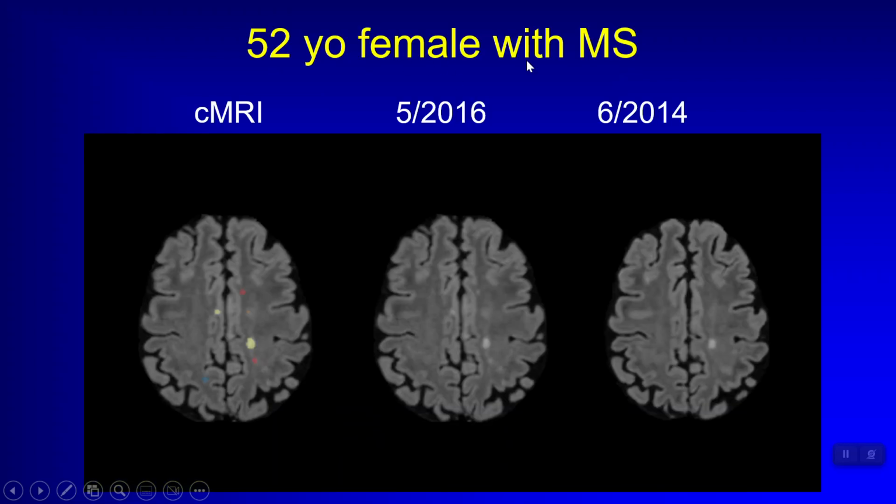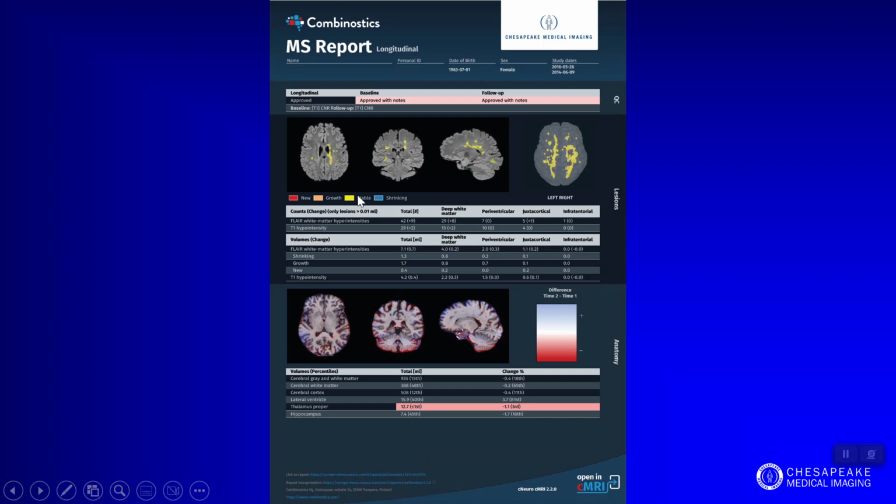This is a 52-year-old female with multiple sclerosis. Scan 5, 2016, scan 6, 2014, stable lesion, new lesion scored in red, new lesion scored in red. So again, looking, we see lesions that are growing new lesions are scored in red, growing lesions are scored in orange, stable lesions are scored in yellow, and shrinking lesions are scored in blue. So you can see this patient has 9 new lesions with a total increase in volume of 0.7 milliliters.